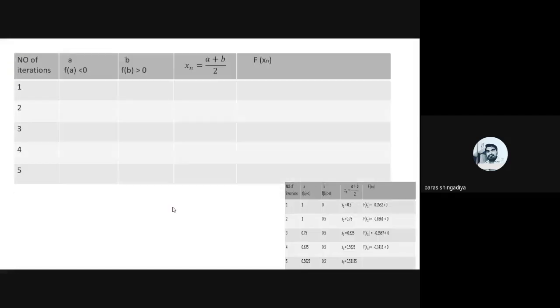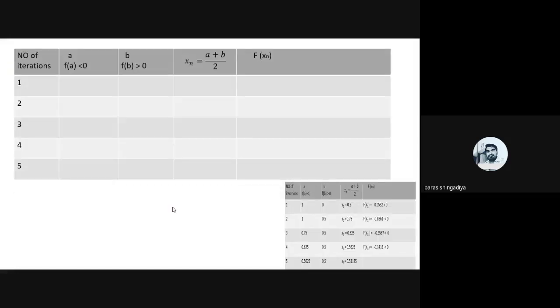And now let us check the answer. Here we require 5 iterations: x1, x2, x3, x4, and x5. Here a is 1 and b is 0. At [1, 0], x1 will be (1 plus 0) by 2, that is 1 by 2, so it is 0.5. So check f of 0.5. Check f of 0.5, and you will get the answer.